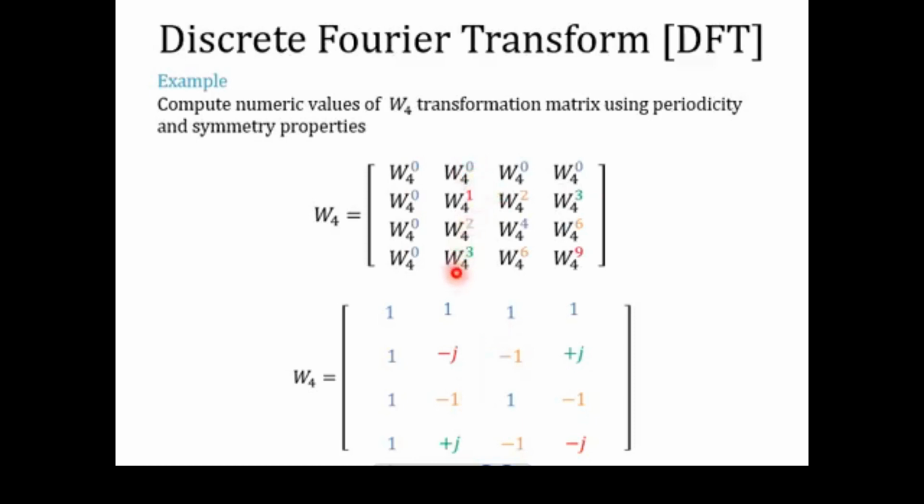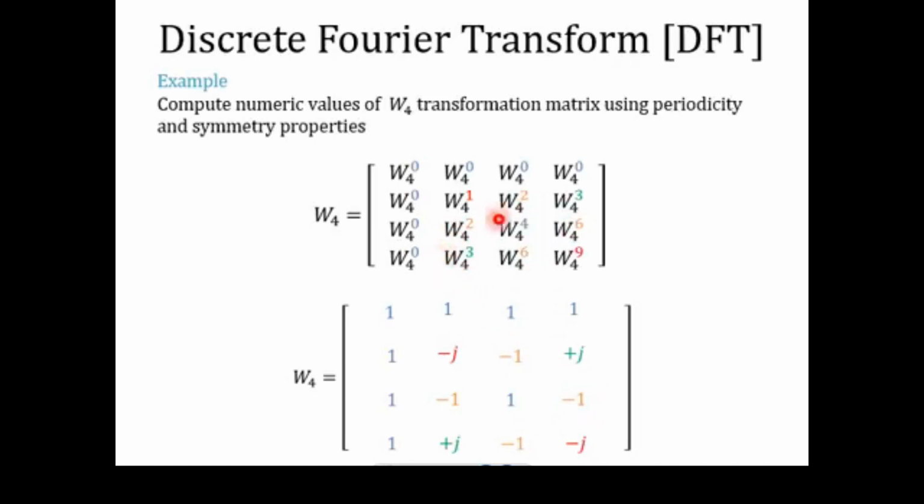Now let's come to W46. By using periodicity property, we can write the value of W46 because 2 plus 4 will be 6. So on applying periodicity property on these two factors, we can simply write the value of W46, which will be exactly equal to the value of W42. So W46 will be replaced by minus 1.